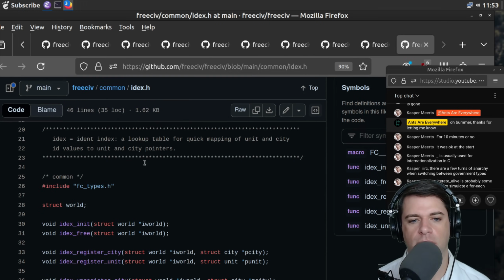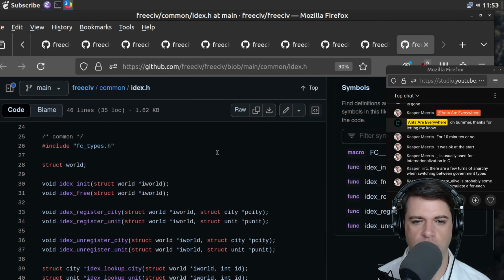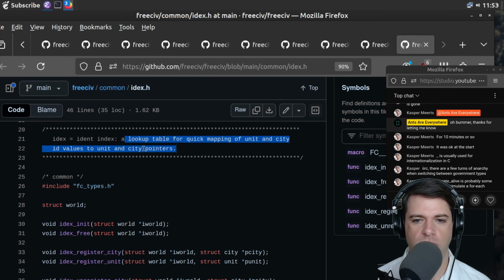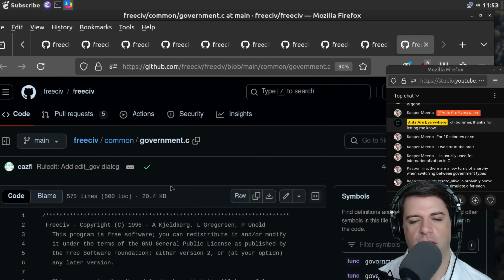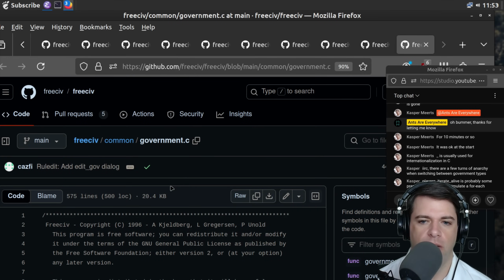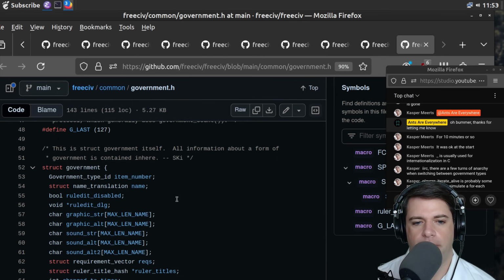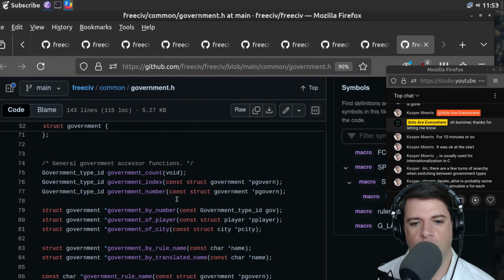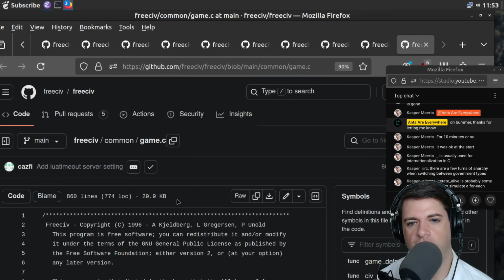IDEX equals ident index, identity index. A lookup table for quick mapping of unit and city ID values to unit and city pointers. Okay, so it's a map from values to pointers, so you can look up a thing and get a reference or pointer to it. Government, we saw a lot of government stuff in the rule set. This is like things like look up the government by the player, etc.